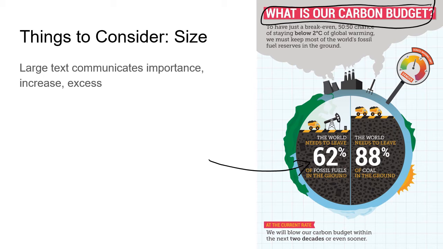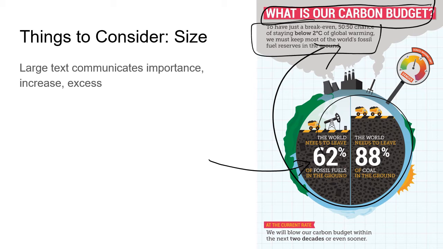And then I kind of work my way outward to try to understand what's going on here. So the world needs to leave 62% of fossil fuels in the ground, or the world needs to leave 88% of coal in the ground. So these are 2 pieces of data for what we need to do. And then I'm like, need to do for what? Oh, to have just a break-even 50-50 chance of staying below 2 degrees Celsius of global warming. We must keep most of the world's fossil fuel reserves in the ground. So this explains the first thing that my eye jumped to, but I had to kind of go out and find it. But that's because they think that these figures, perhaps, are the most important thing to understand.